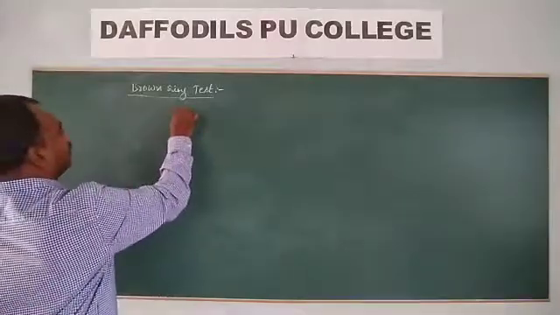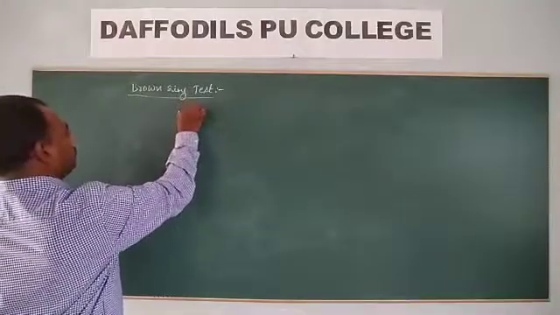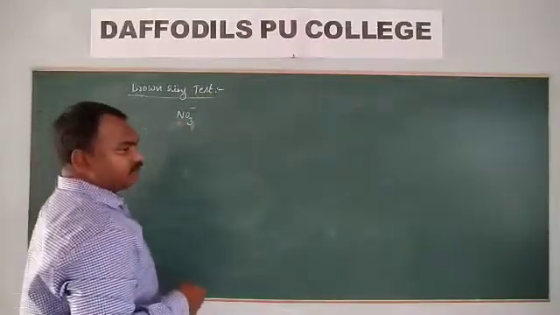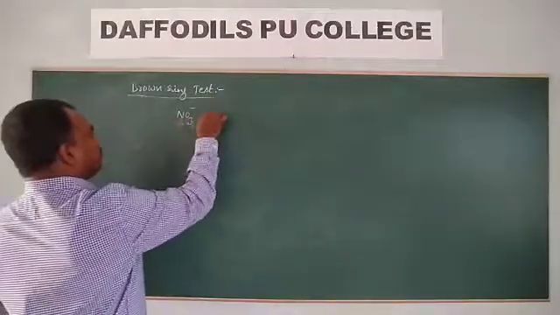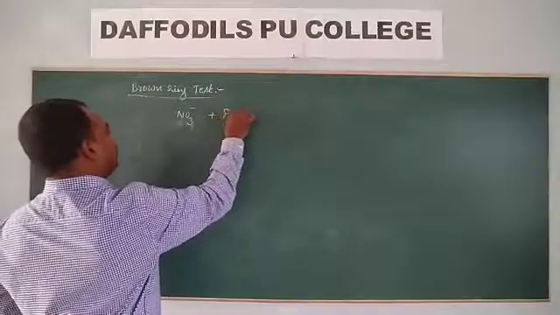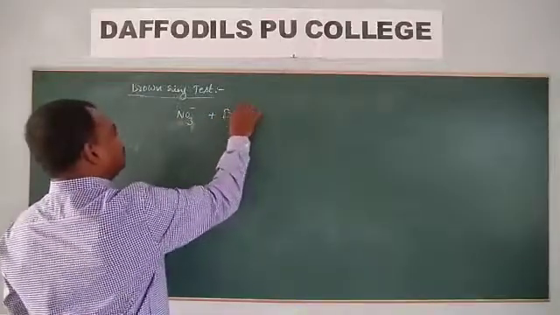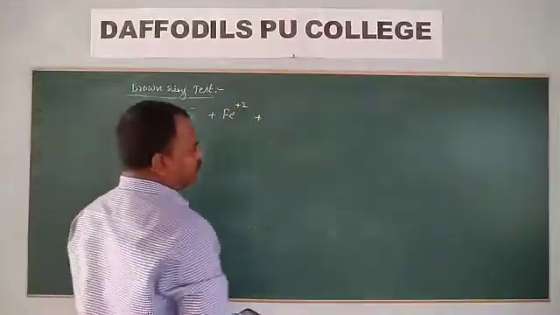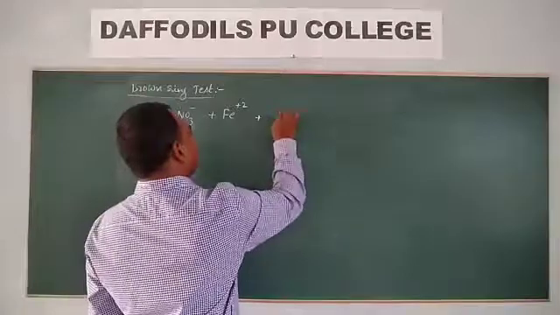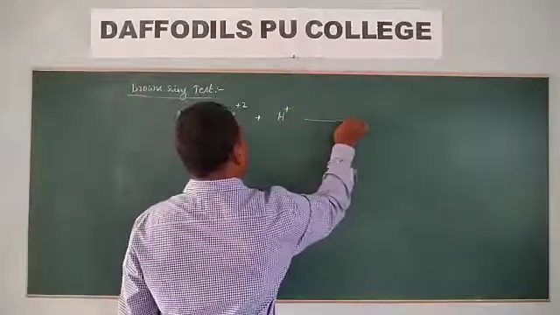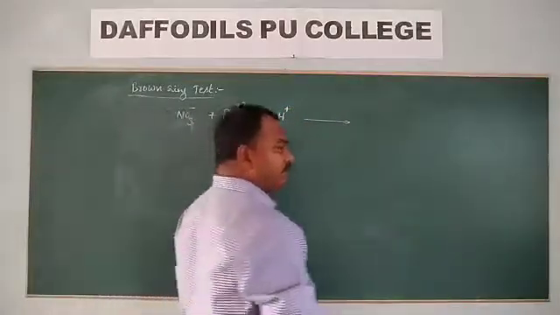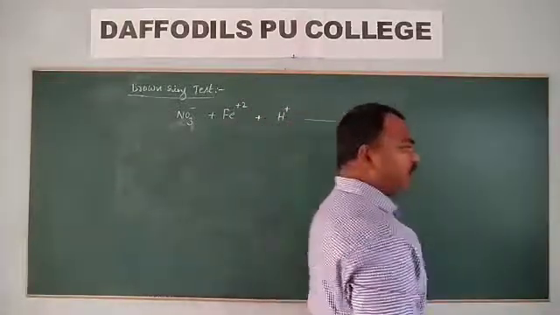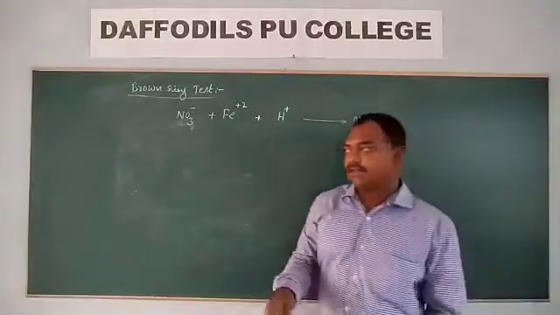I am taking a nitrate salt. To this nitrate salt, a small amount of ferrous sulfate in the form of ions is added. Then concentrated sulfuric acid is added. When concentrated sulfuric acid is added, NO is formed.